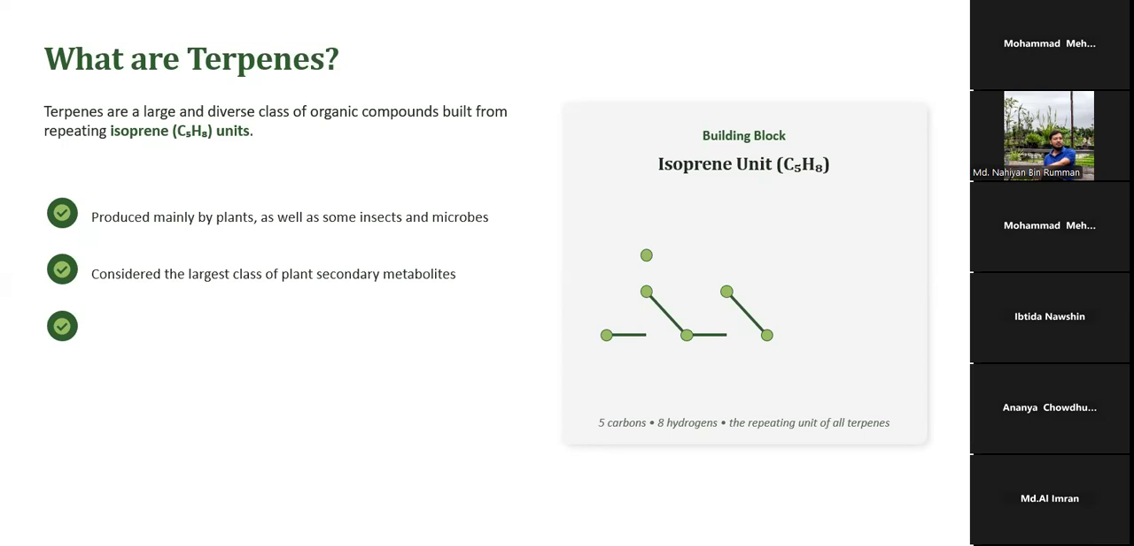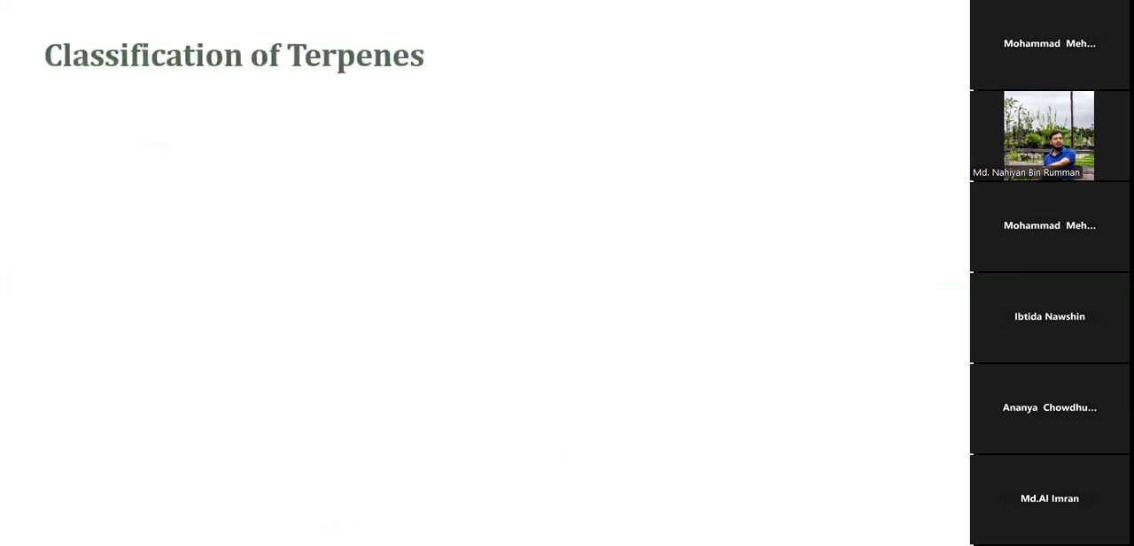They are called secondary metabolites because they are not directly involved in plant growth or reproduction, but they help plants survive by protecting them from pests and diseases and by attracting pollinators. Terpenes also give many plants their characteristic aroma, such as the smell of lemon, mint, and thyme. Now let's talk about the classification of terpenes.